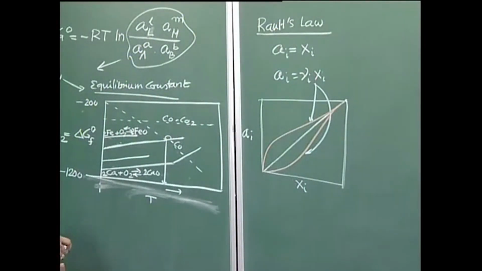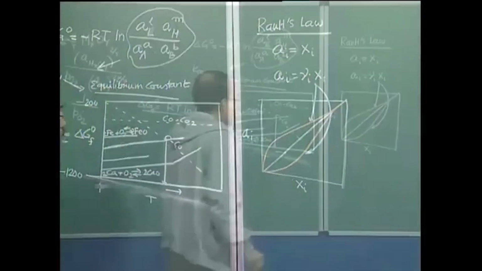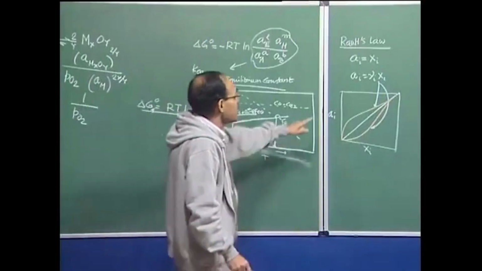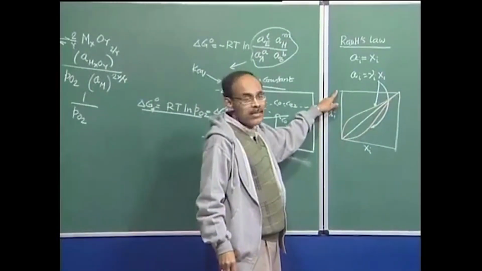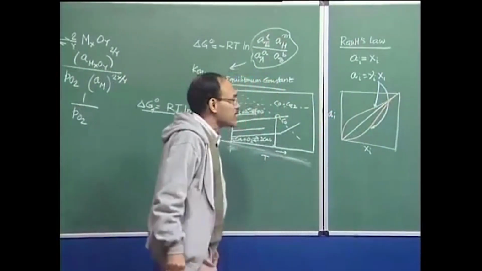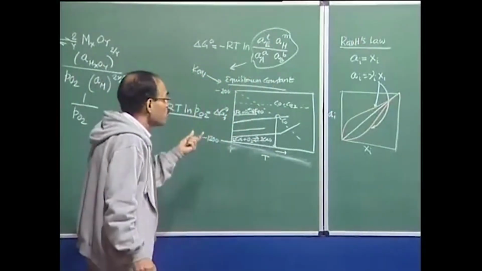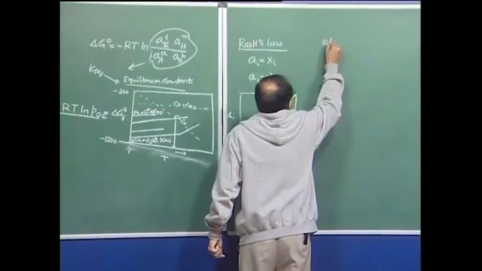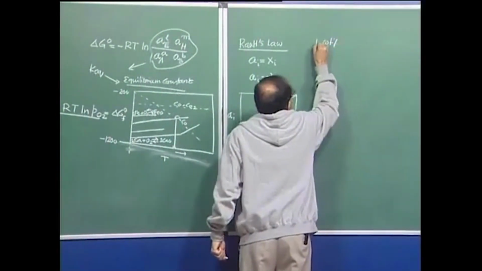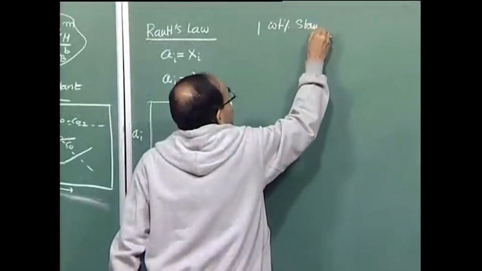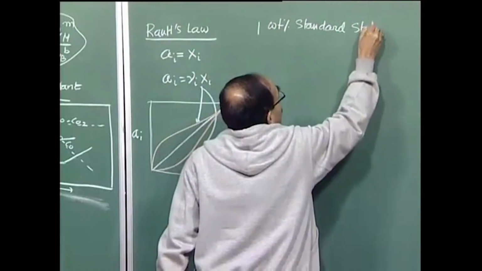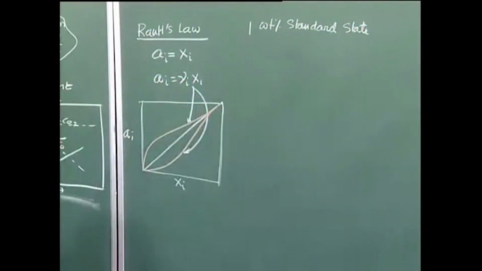Now, we can have different types of expressions depending on what we choose as the standard state. In this case, the standard state refers to the pure element, but we can also define a different standard state. For example, we can use Henry's law in the 1 weight percentage standard scale. This is also a very popular scale and finds extensive application in dilute solutions.